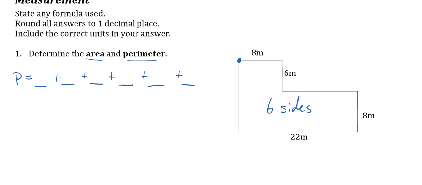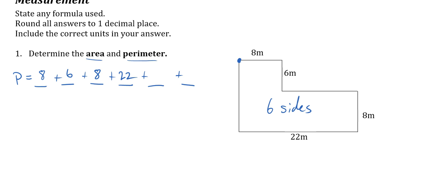And it looks like I am actually only given 4 of them. I can fill those in. So I've got 8 from here. I've got 6 from here. I've got 8 again from here. And I've got 22 from down here. But what about these last 2? And this is what a lot of people forget. And they just add the 4 numbers that they're given together, and they don't realize that there's actually 2 more numbers. So this is the most important thing about perimeter, and the main mistake that people make.